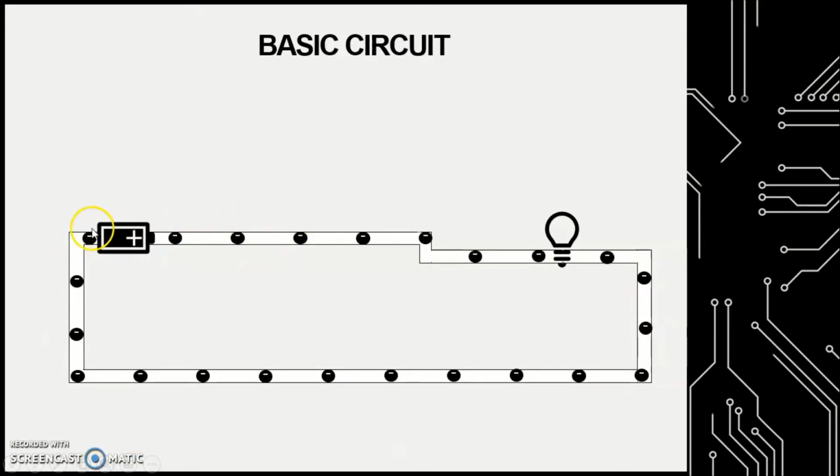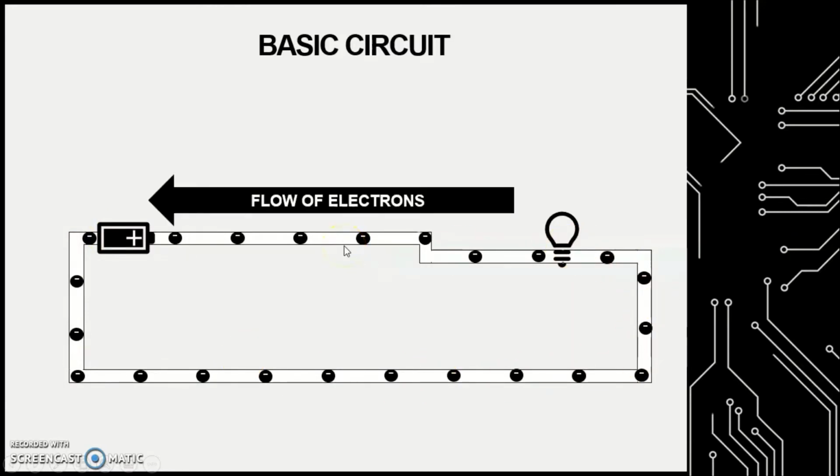Electricity comes from the flow of electrons through these wires. As you can see, the electricity flows from the negative end of the battery all the way around here, lights up the light bulb, and then flows back into the positive end of the battery. And this cycles.